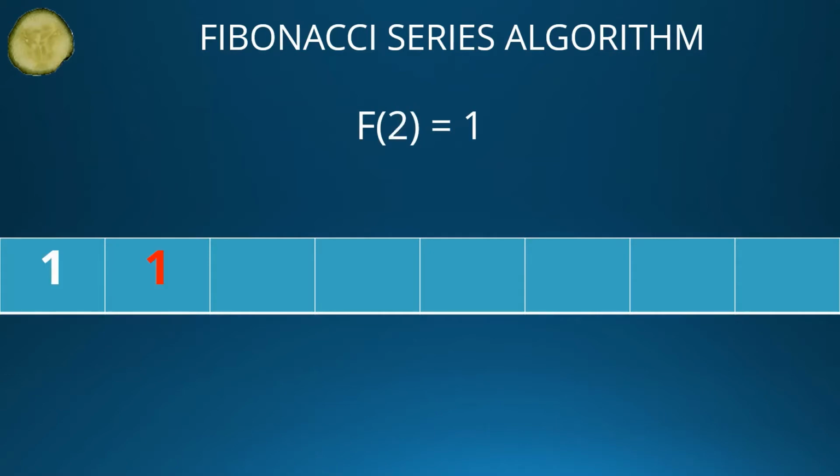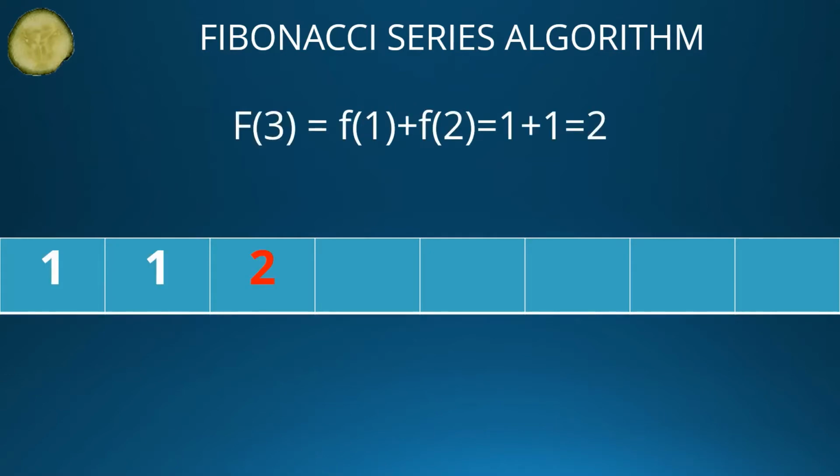1, 1. For the third element, we are adding the first element and the second element, therefore 1 plus 1 equals 2. For the fourth element, we are adding the third and the second element, which means 2 plus 1, which equals 3. For the fifth element, we are adding the third element and the fourth element. 2 plus 3 equals 5.